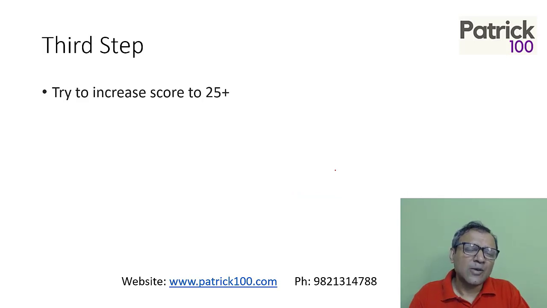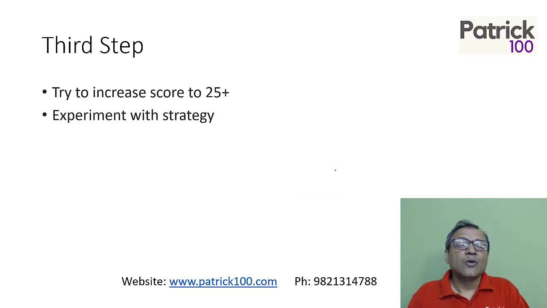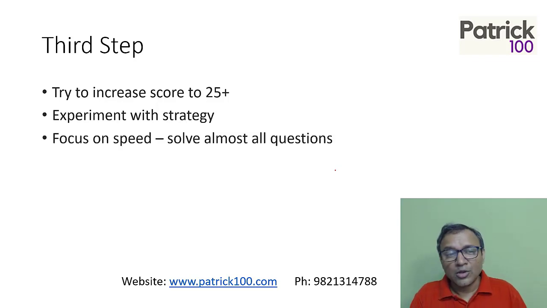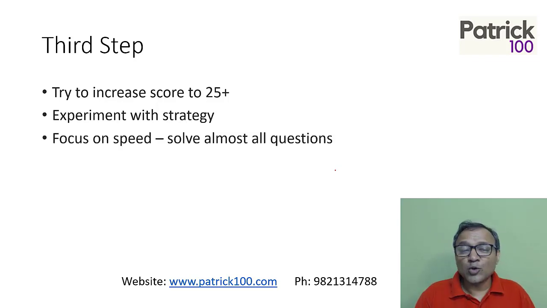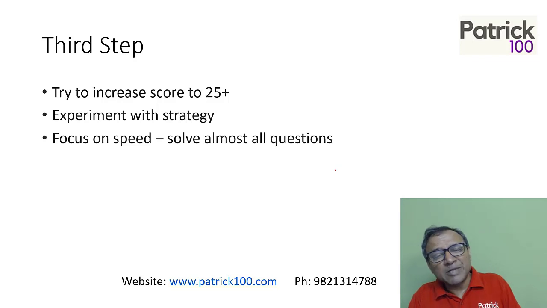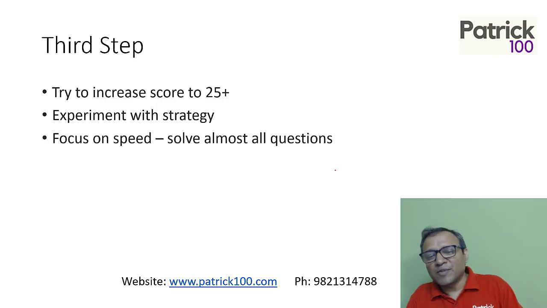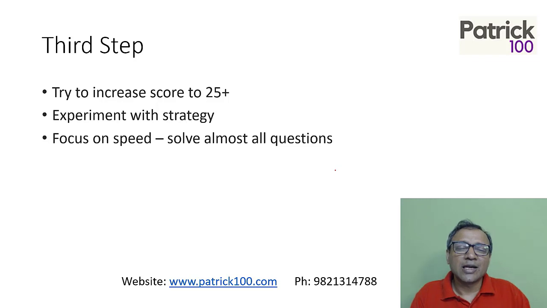Third step, increase the score to 25. But here the key is to experiment with the strategy. The moment you experiment, you will see some strategies will work for you, some will not. One way is to go with speed. Try to solve all 24 questions and get around 50% accuracy. Even if you get 11 or 12 questions correct, you should be able to easily reach 25 plus.